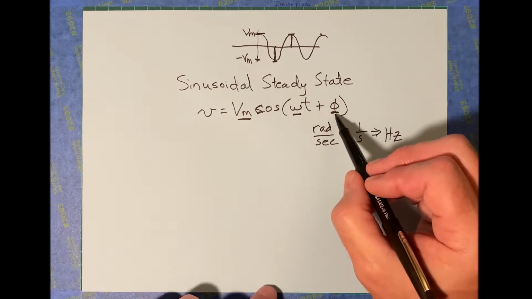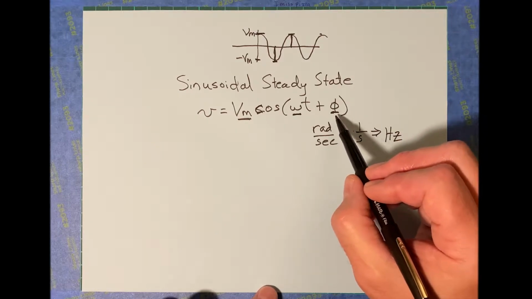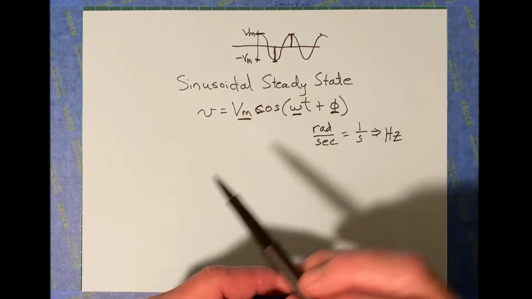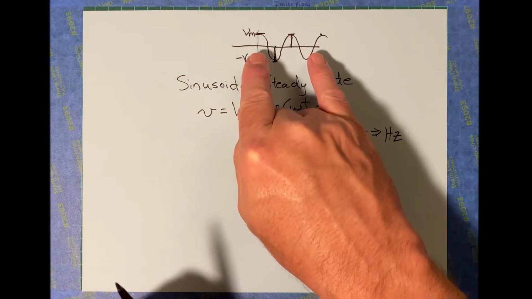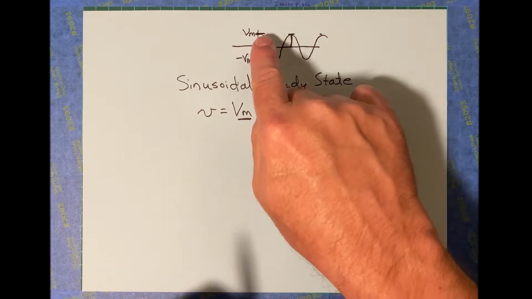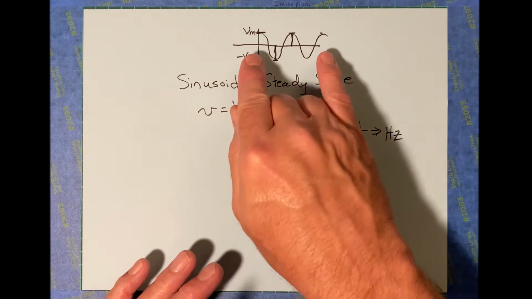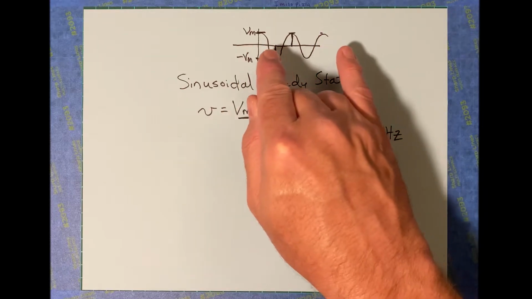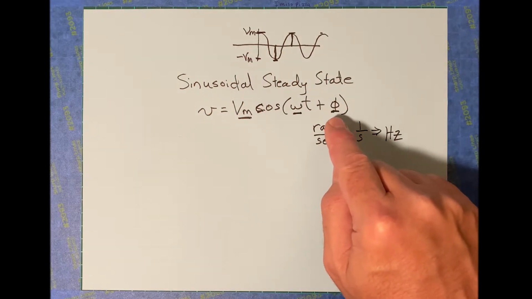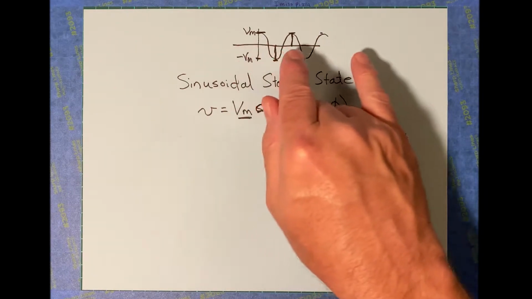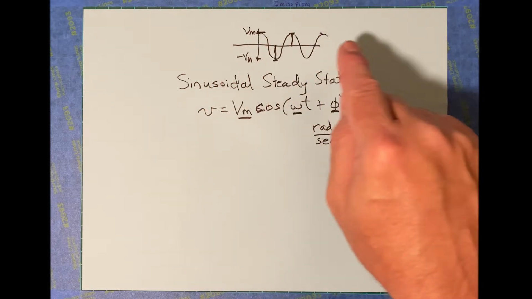Okay, the last parameter here is phi, and that's called the phase angle. And what that does is it controls where these maxima and minima lie. So imagine that we take the curve itself and we shift it left and right. That's what phi does. So phi has the ability to shift the whole curve itself left and right.